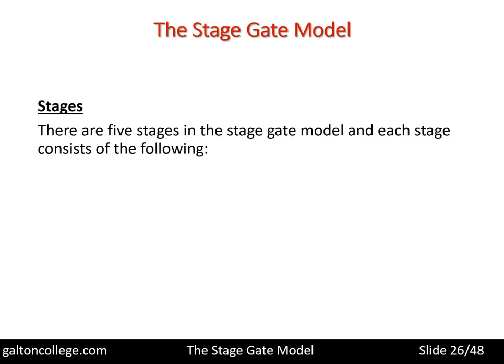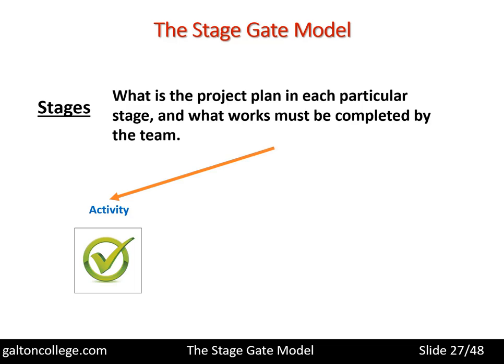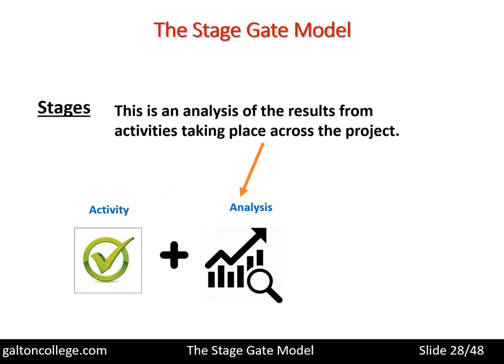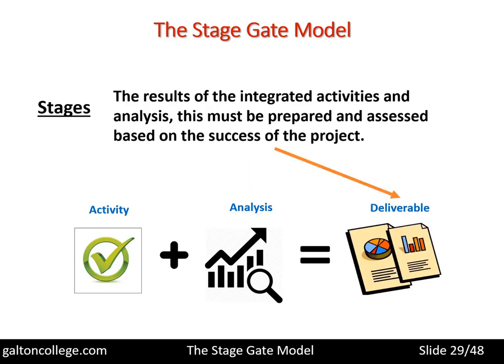There are five stages in the stage gate model, and each stage consists of the following. What is the project plan in each particular stage? And what works must be completed by the team. So it's an activity. There is an analysis. This is an analysis of the results from activities taking place across the project. So there's an activity. The activity is building the business case. Having built the business case, that's the activity. There's a stop point, a gate. And in that gate, there is an analysis. And depending on the analysis, a decision is made. And the decision is made that it should go forward or it should stop.